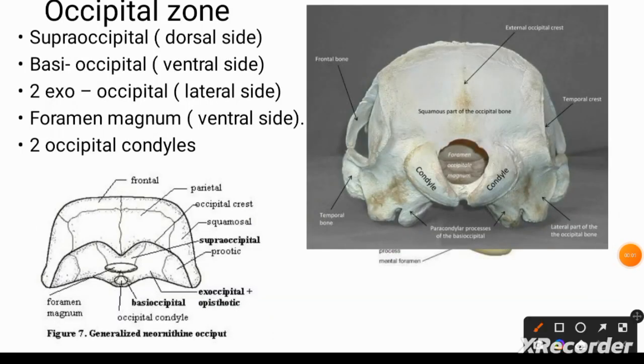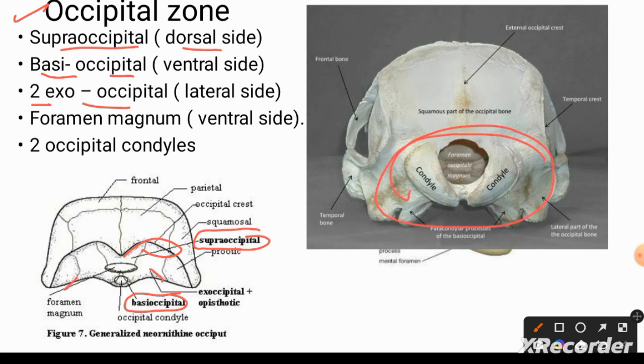One is our occipital zone. The occipital zone consists of the supraoccipital on its dorsal side, the basioccipital on the ventral side, and another one is two exo-occipitals present on the lateral side. This region is the occipital zone, which is the hind part of the cranium.